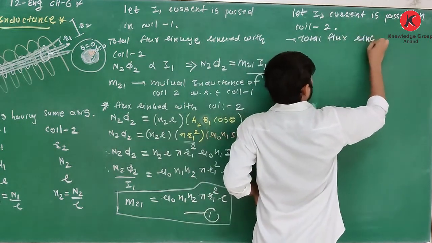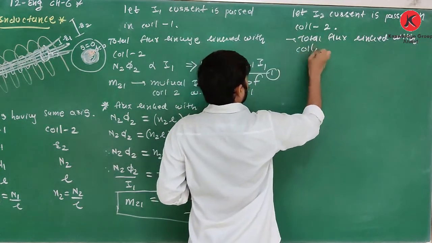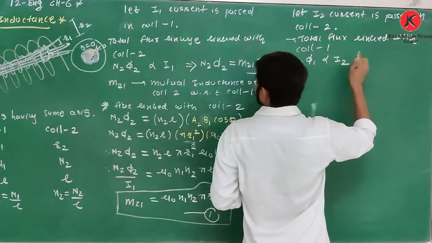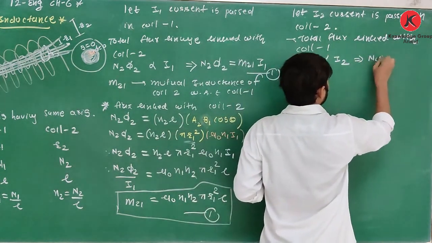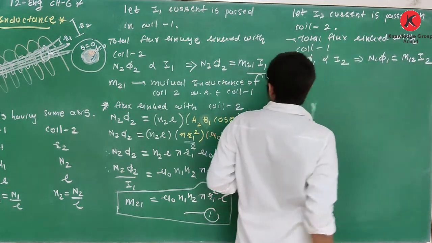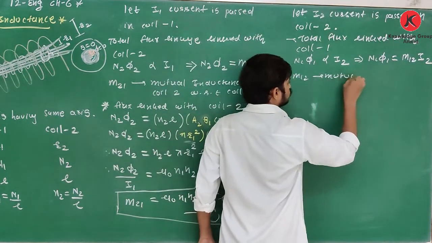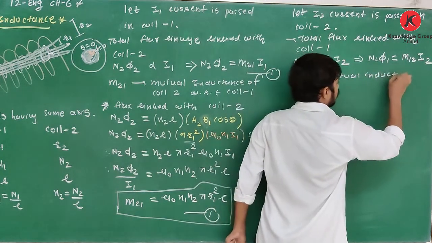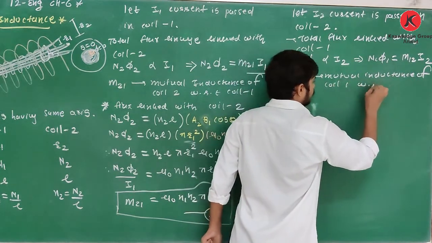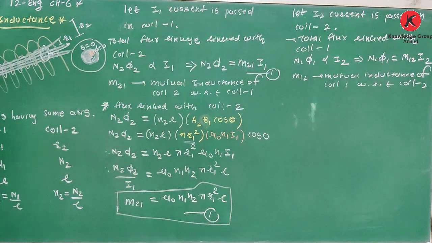So the total flux linked with coil 1, N1 phi1, is proportional to I2. If I remove the proportionality constant, N1 phi1 is equal to M12 I2, where M12 is called the mutual inductance of coil 1 with respect to coil 2. Clear about this?